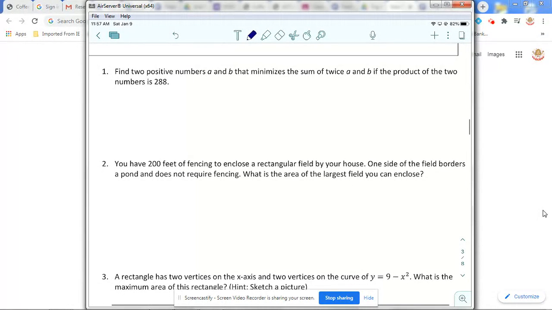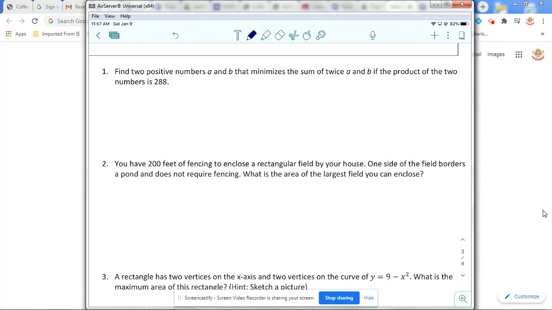All right, so on example 1, we're going to find 2 positive numbers, a and b, that minimize the sum of twice a and b if the product of the 2 numbers is 288. So that is somewhat overwhelming when you read it.